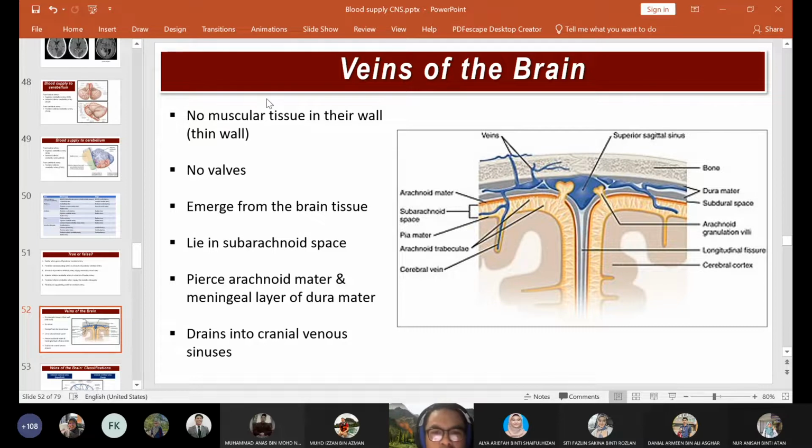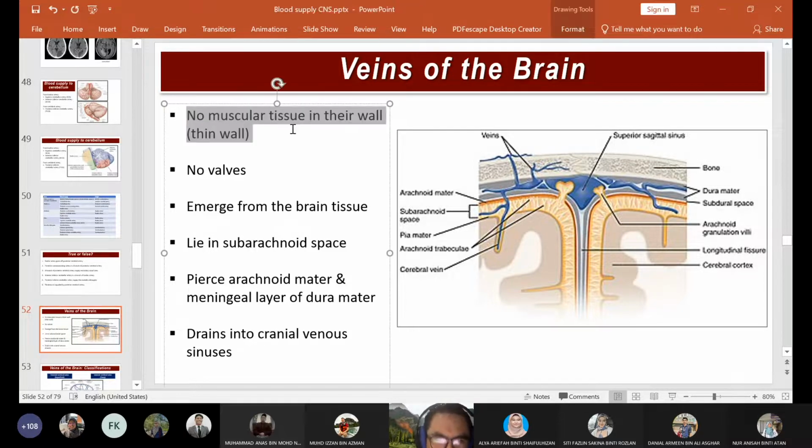Veins of the brain. Okay, so one thing, there is no muscular tissue at all. Okay, no valves emerge from the brain. So the arteries and veins lie in the subarachnoid space. Okay, and then pierce the arachnoid mater, pierce the meningeal layer, and then they drain to the venous sinuses.